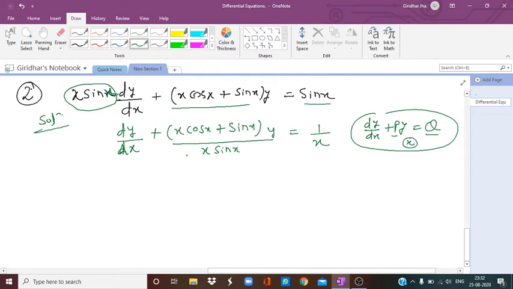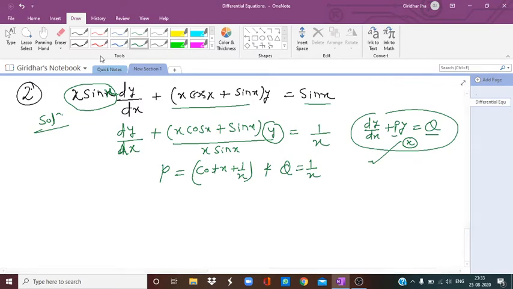It is visible to us. Here, what do I take as p? p is x cos x by x sin x, which you can write as cot x, plus sin x cancels, so 1 by x comes. This is our p. And what about q? And q is 1 by x. Both are functions of x. And this y is the py. Okay. So now this form came, the first form of dy/dx. So what are the steps? First we have to calculate the integrating factor.